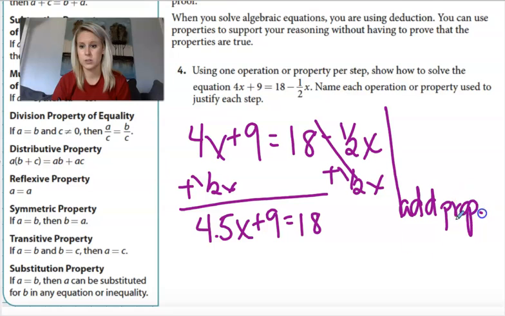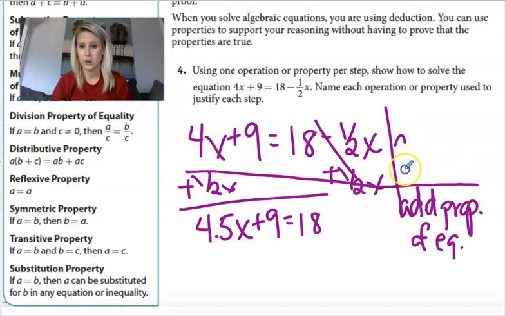Okay? The first thing is my given equation, because it was given to me. Okay? All right, moving on.